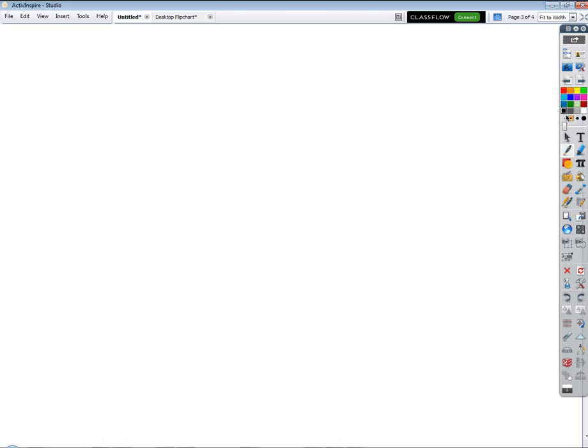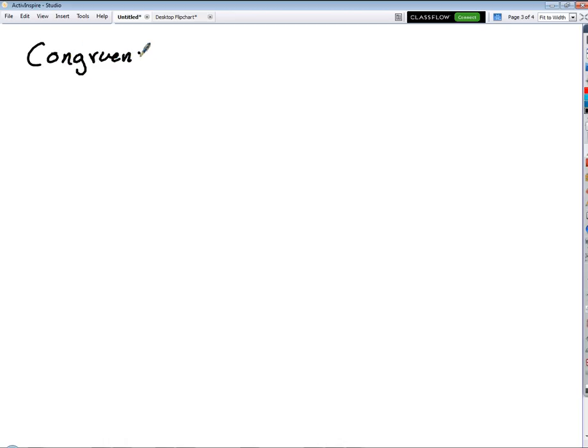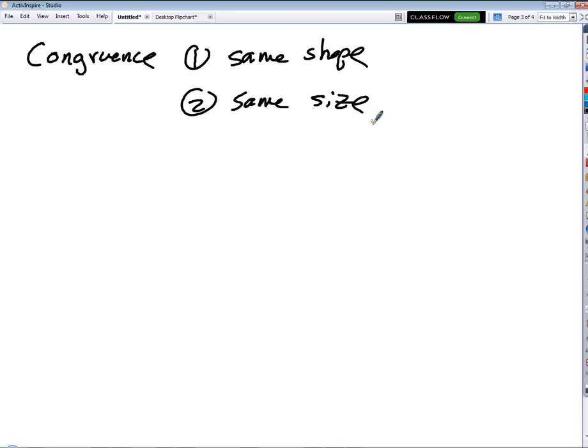Have we talked about congruent yet? We mentioned that word even. It's sort of like equal. So if we talk about congruence, so something is congruent to something else, there's two parts to being congruent. Objects that are congruent have two things that are equal. Do you know what they are? Same shape and same size. Okay, congruence has to have same shape and same size.